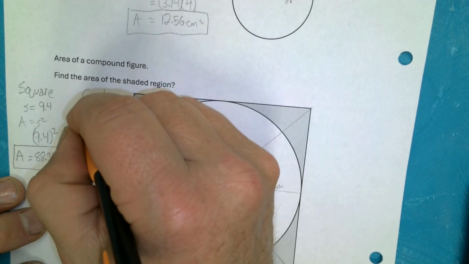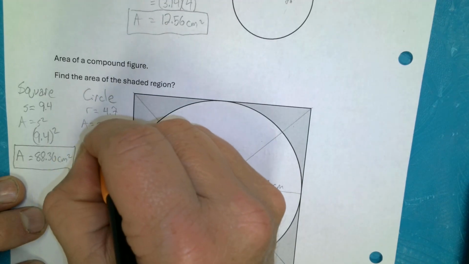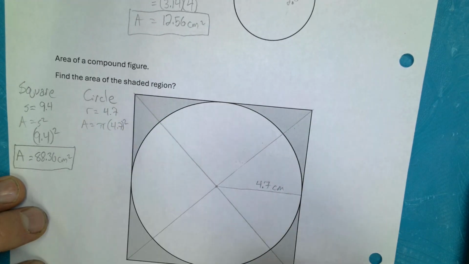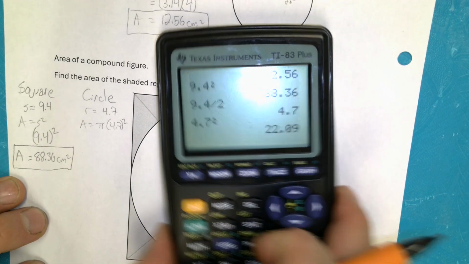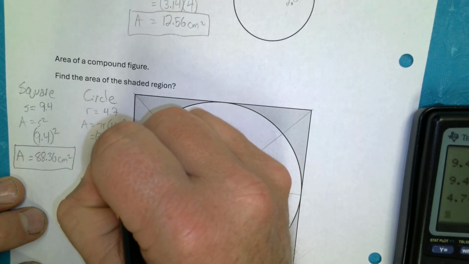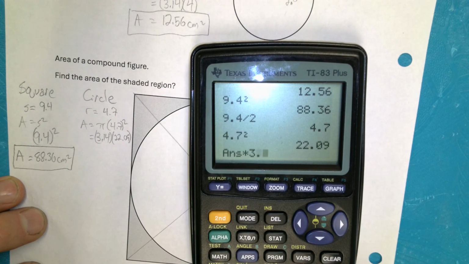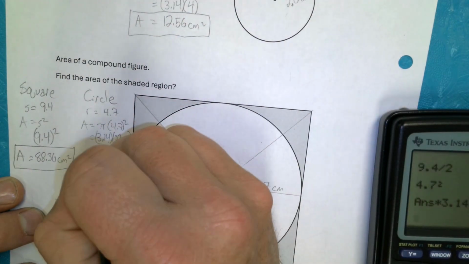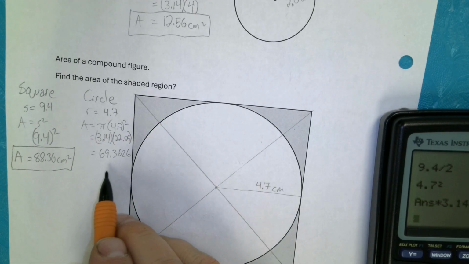So now we can find the area of the circle by doing pi times 4.7 squared. And remember, pi is 3.14, but let's do 4.7 squared first. That is 22.09. So it's going to be 3.14 times 22.09. So let's multiply that times our 3.14. And that's 69.3626.